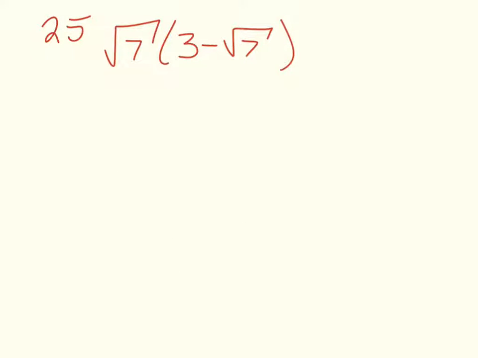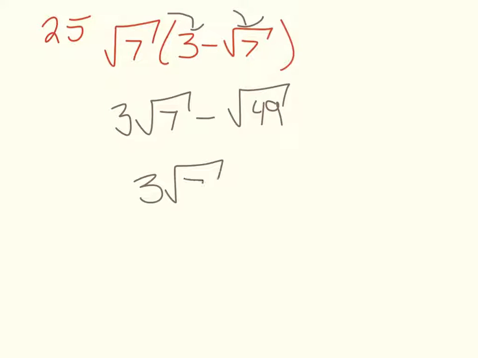Okay, so we're going to take the term out front and distribute it to everything inside. So what's radical 7 times 3? 3 radical 7. What's radical 7 times negative radical 7? Negative radical 49. Okay, negative radical 49. And can we simplify that at all? So that becomes 7. So then it's really 3 radical 7 minus 7. Can we combine those at all?